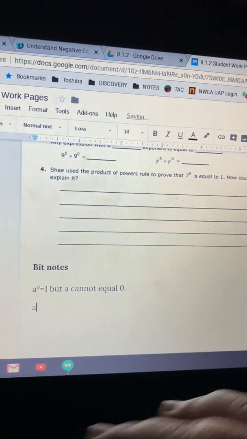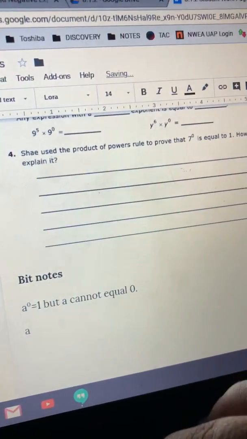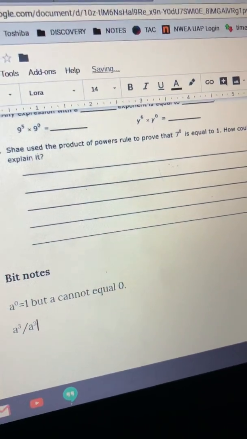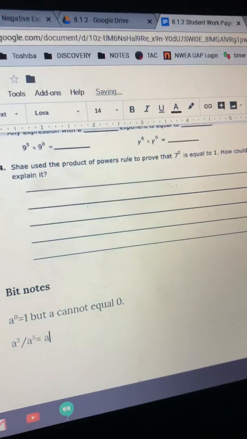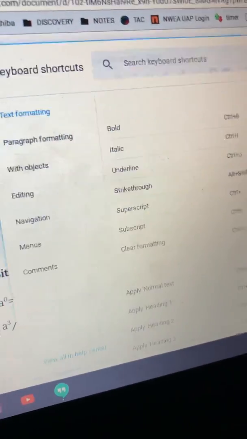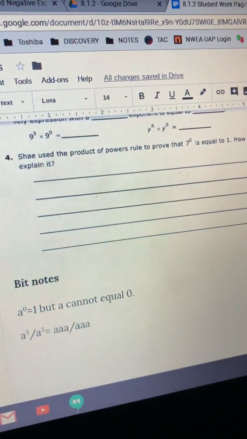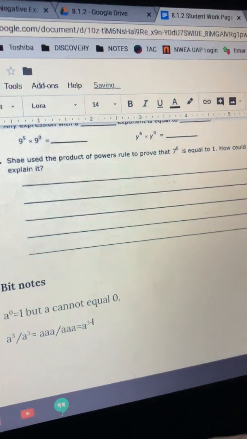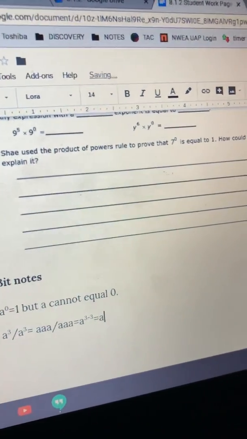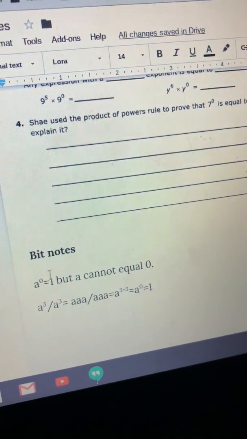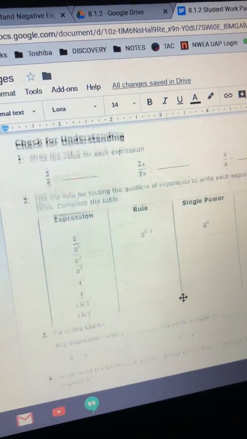If I had something like a to the 3rd divided by a to the 3rd, that would equal a times a times a divided by a times a times a. They would all cancel out. That would also equal a to the 3rd power minus 3, which is also equal to a to the 0 power, which is also equal to 1. These quick little bit notes will help you solve these questions on your check for understanding.